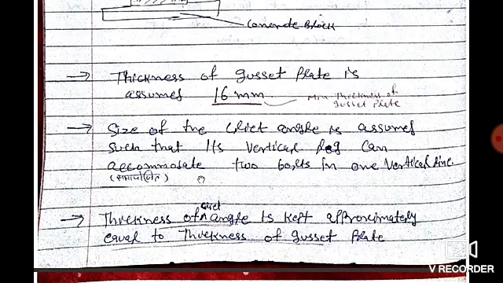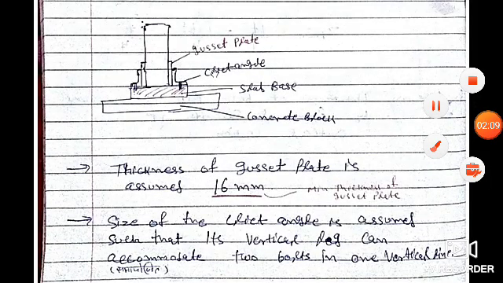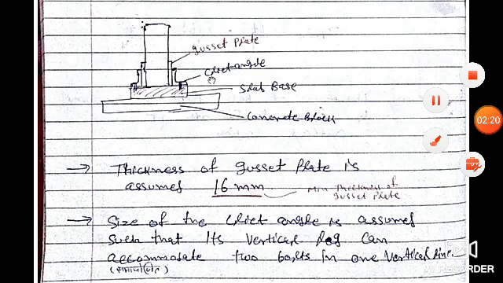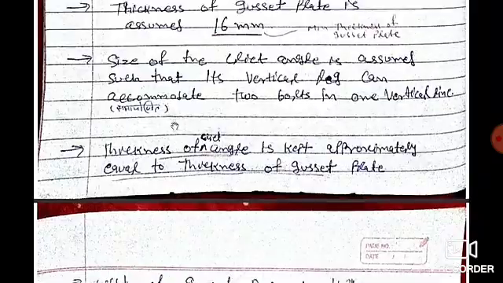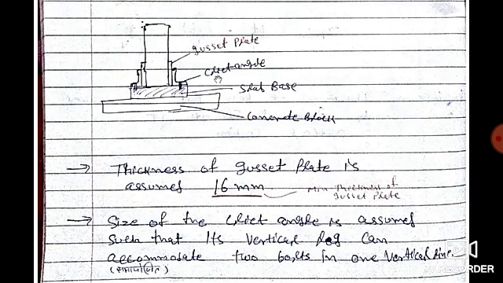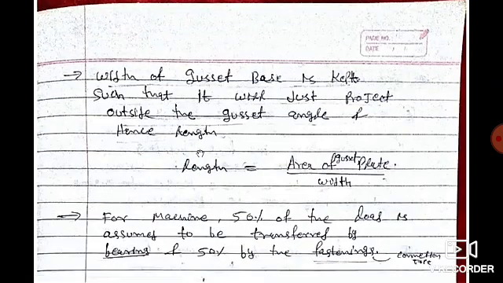The size of the cleat angle is assumed such that its vertical leg can accommodate two bolts in a vertical line. The cleat angle should be selected, and likewise the gusset angle. So the size depends upon the vertical length. It should accommodate two bolts in a vertical line. Next, the thickness of the cleat angle is to be equal to the thickness of the gusset plate. The cleat angle thickness should be approximately the gusset plate thickness, you have to keep it.